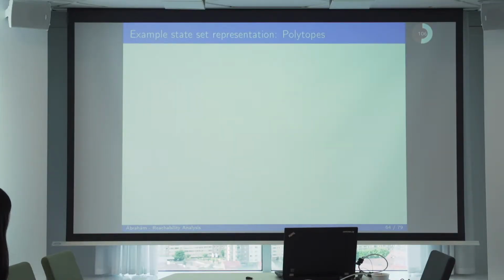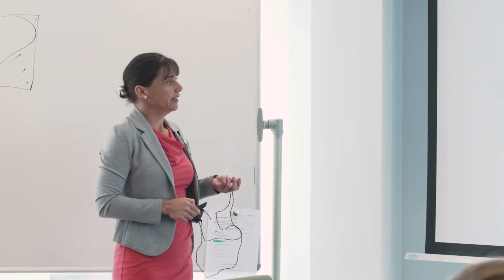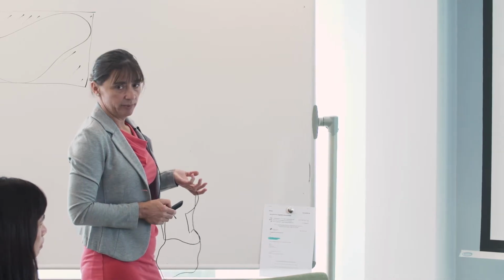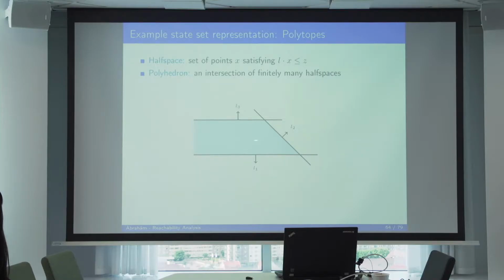Let us look at polytopes as an example. What is a polytope? It is based on half spaces. A half space is just a linear inequality in the space, and a polyhedron is an intersection of finitely many half spaces. This can also be open. If it is closed, then we call it a polytope. This is, for example, a polytope.